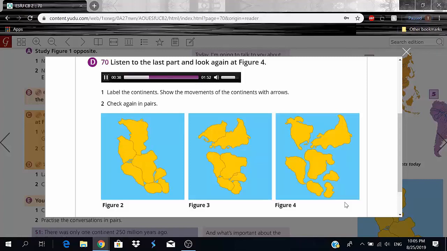Now, can you see Antarctica in the figure? Antarctica moved to the south. Africa, India and Australia moved to the northeast. So all three moved in the same direction. But India kept moving towards Asia. Finally, India crashed into Asia.